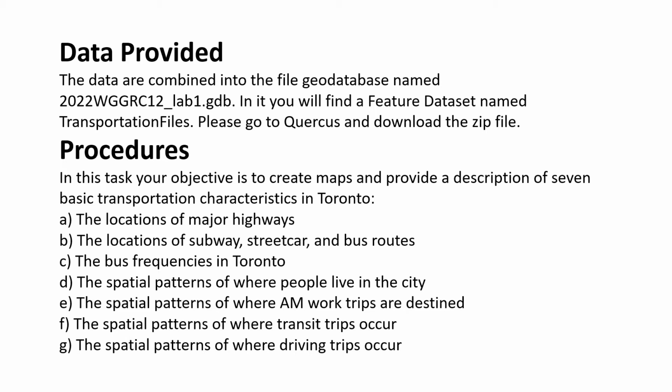I have uploaded the data onto Quercus. Please go to the assignment module and download the zip file. In the zip file, you'll find a file geodatabase that you will need to use in ArcGIS Online. In this task, you're going to create maps and provide a description of 7 basic transportation characteristics in Toronto.